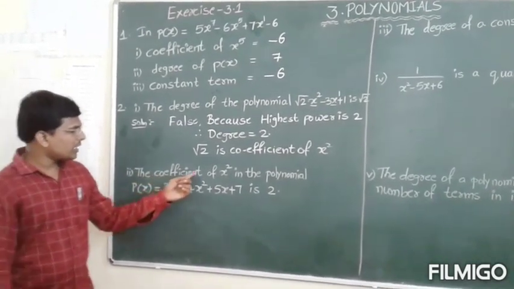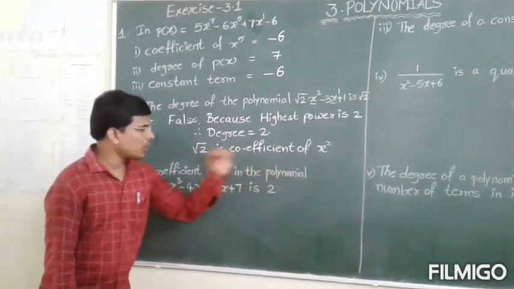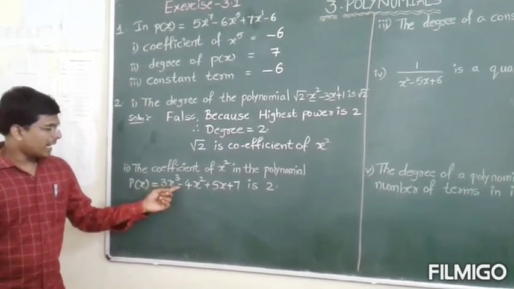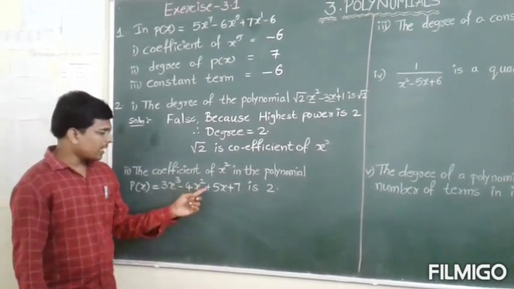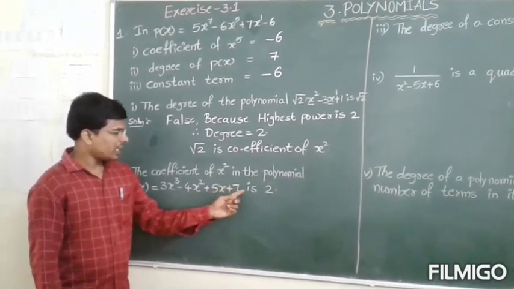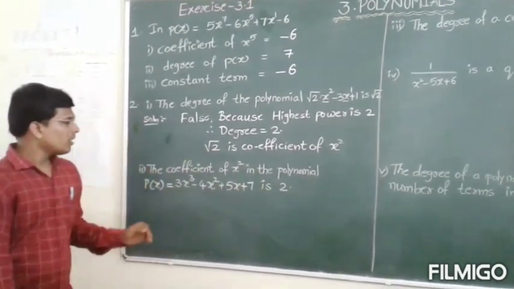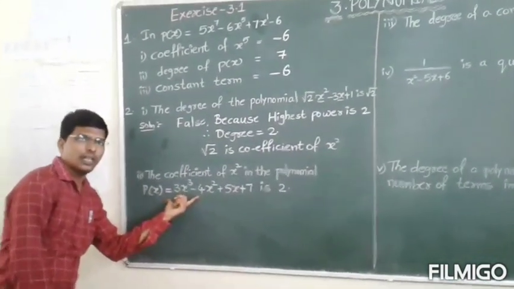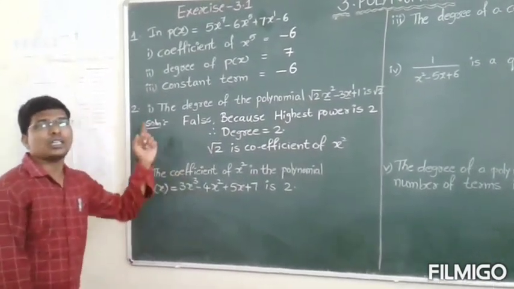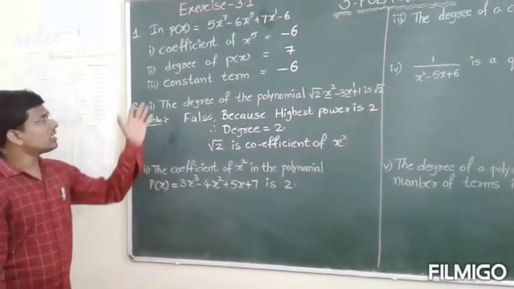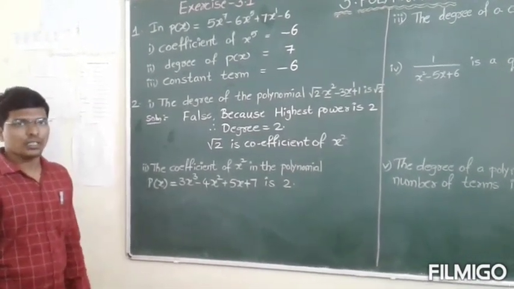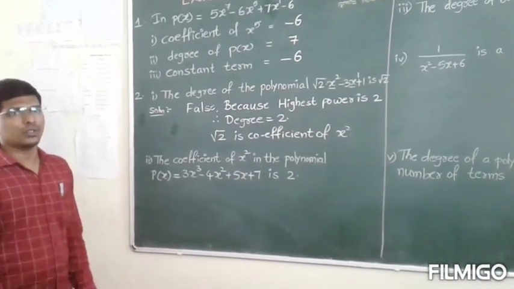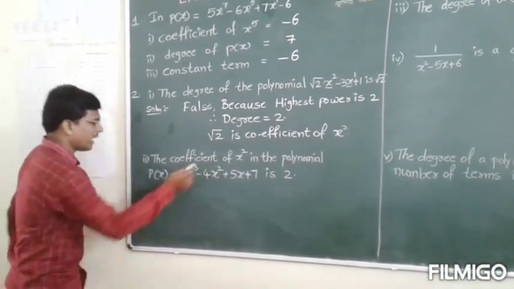The coefficient of x square in the polynomial p of x is equals to 3x cube minus 4x square plus 5x plus 7 is 2. So what is asking here? For this given polynomial, he is asking the coefficient of x square. So just now we have discussed about the coefficient. What is the coefficient? Multiplier of x square. Okay, so identify here.